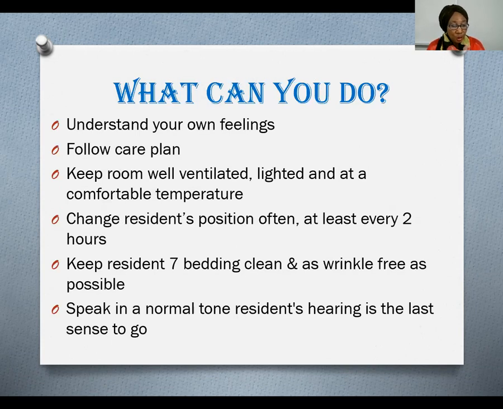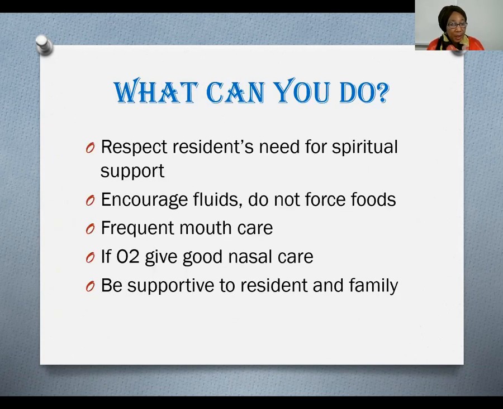And speak in a normal tone to the resident, as the last sense in a human being to go is the sense of hearing. So even though they are not responding to you, or they are not talking back to you, or showing any signs of understanding anything that you're saying to them, still talk to them because they can still hear you. Respect residents' need for spiritual support. Encourage fluids. Do not force food. Frequent mouth care. If they have oxygen on, make sure you're doing good nasal care. And then be supportive to both the resident and their families.